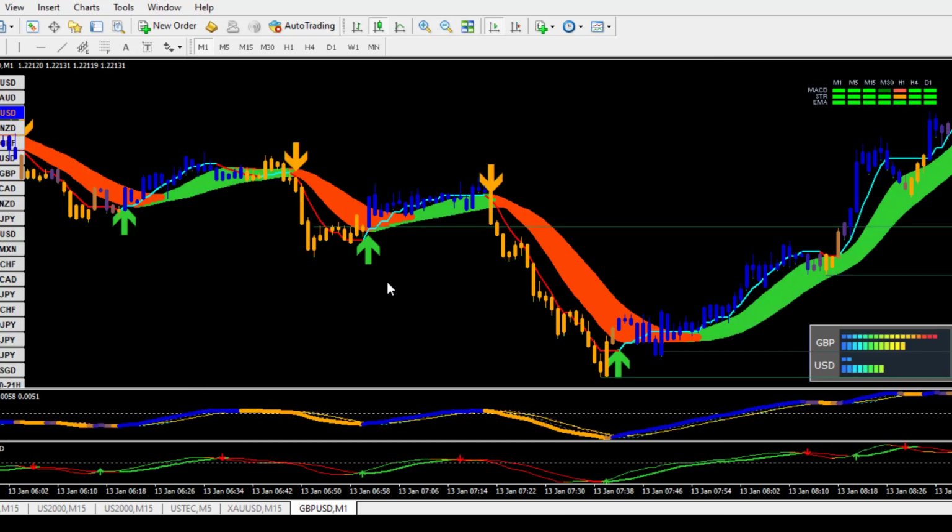Now this is the complete setup for each indicator.